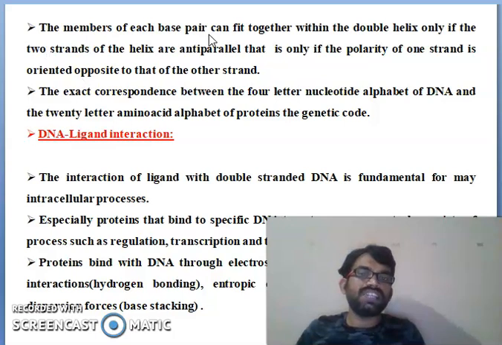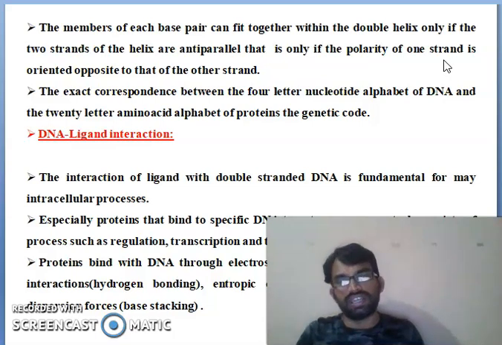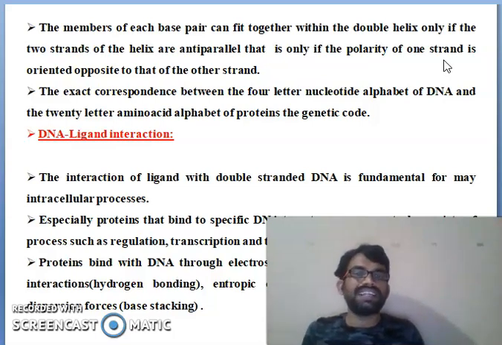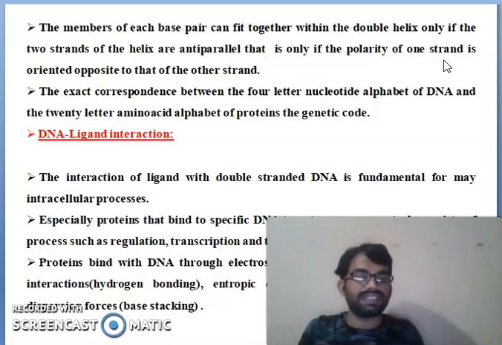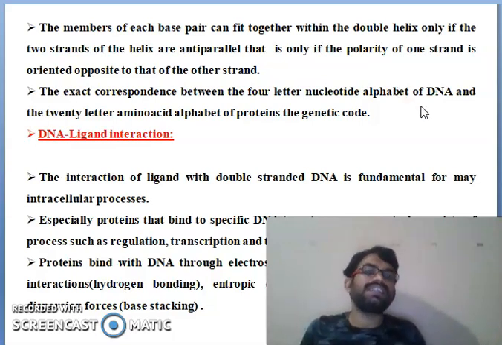So the base pairs can fit together within the double helix only if the 2 strands of the helix are anti-parallel, meaning the polarity of one strand has the orientation opposite that of the other strand. So there is an exact correspondence between the 4-letter nucleotide alphabet in DNA and the 20 amino acids present in a protein, that is the genetic code.